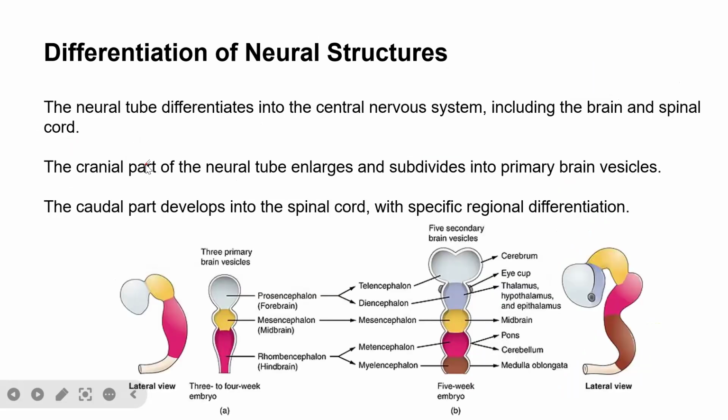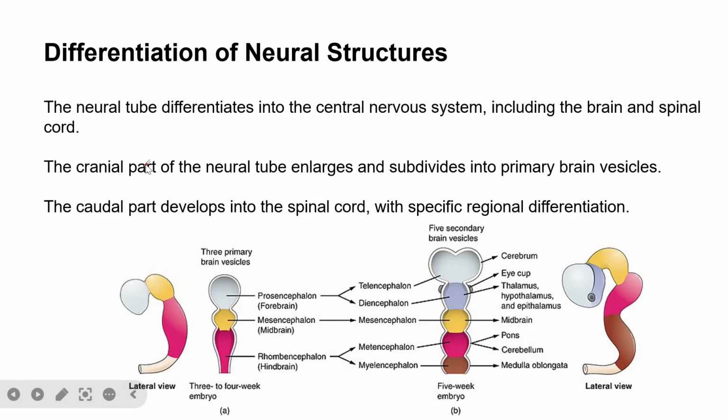So the next thing after the formation of the neural tube is the differentiation of neural structures. After the neural tube is formed, it will differentiate into the central nervous system. And this formation of the central nervous system includes the formation of the brain and the spinal cord. So it means that the brain and the spinal cord are formed from the neural tube. And then the cranial part of the neural tube enlarges and subdivides into primary brain vesicles.